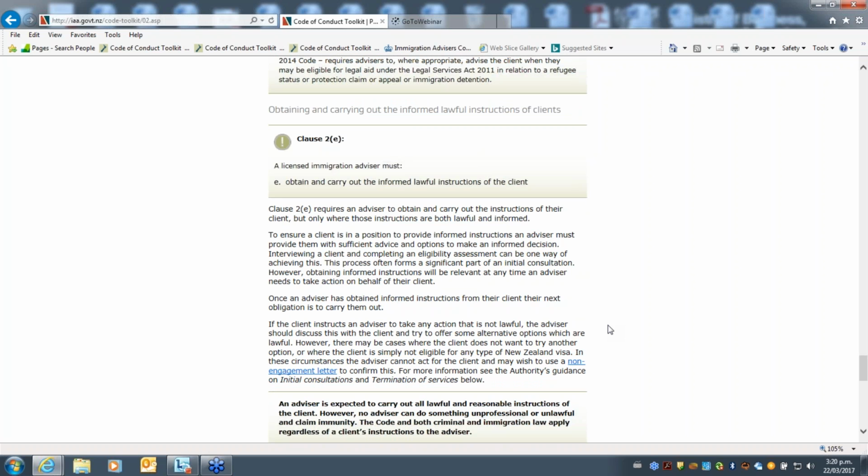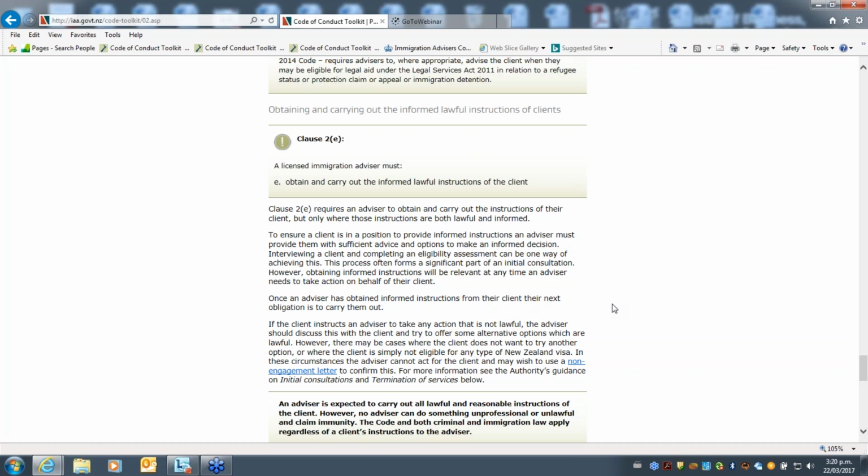Clause 2E, this is a really important clause, and I guess it's along the lines of what I talked about with clause 2A, maintaining that relationship of confidence and trust. You have to enter into a relationship with your client, and then you have to obtain and carry out their informed instructions. So I will just focus on that a little bit firstly.